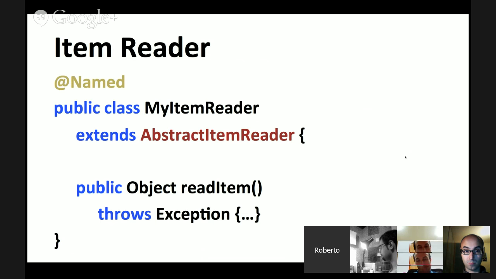But anyway, the item reader and the item writer have these interfaces, item reader and item writer, but you also have an abstract item reader and an abstract item writer, which you can use instead of the interface. The only reason to use that is if you don't want to implement all the methods. You can just extend the abstract class, which has empty implementations of those methods, and just override and do whatever you need with the method you want. Once again, using the named notation just to have CDI injection.